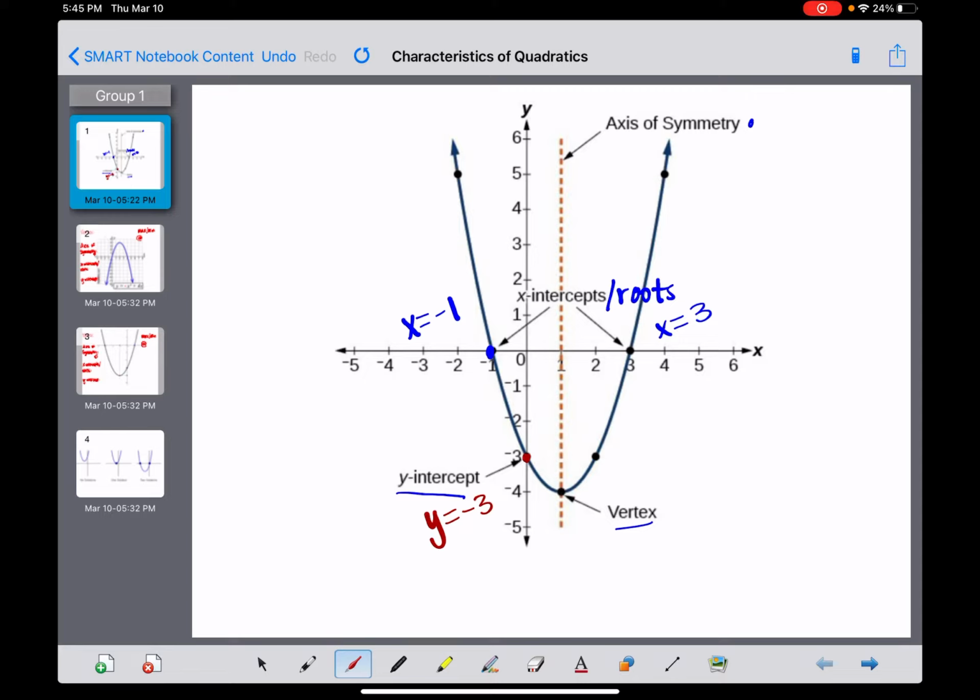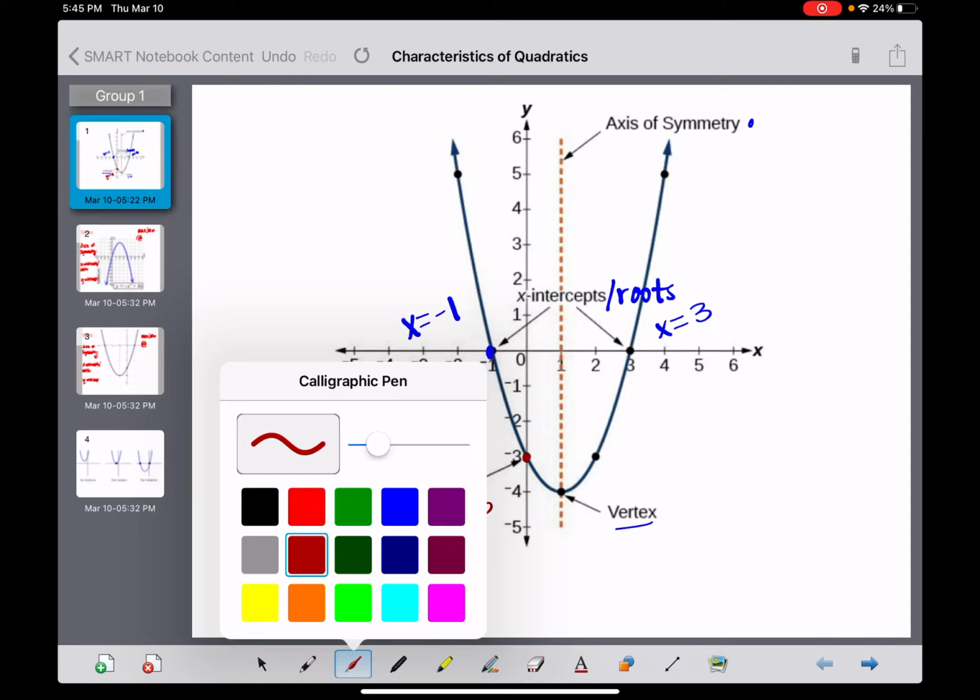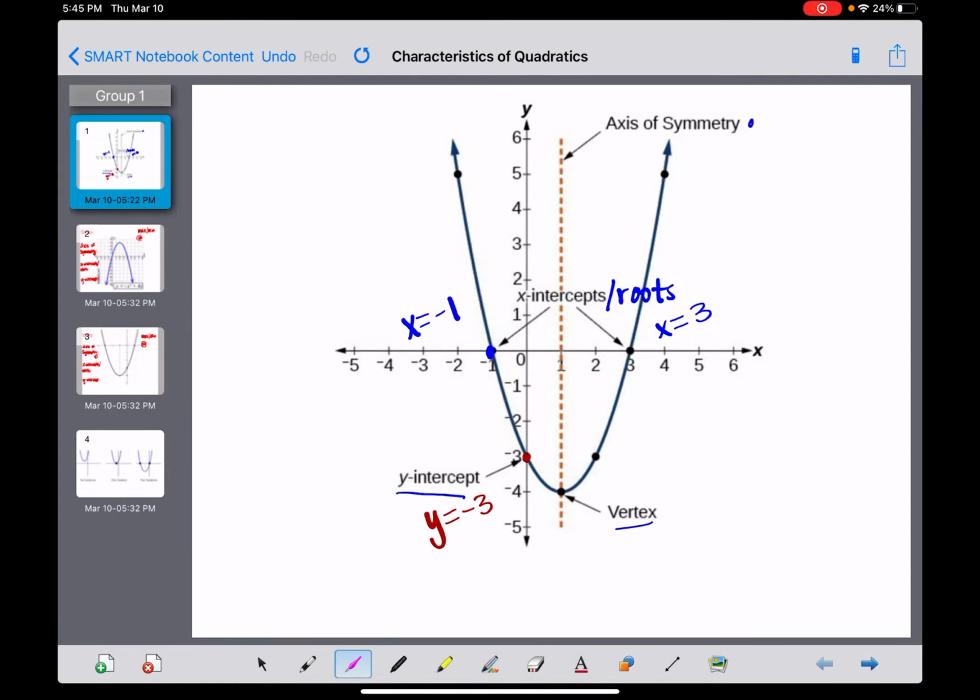Our first new word is vertex. The vertex is like the point of change. It's where we go from, in this example, decreasing in value. So we're going down, down, down. It's our turning point. We're turning to increase in value. So our vertex location is at the coordinate 1, -4, and that is our turning point.